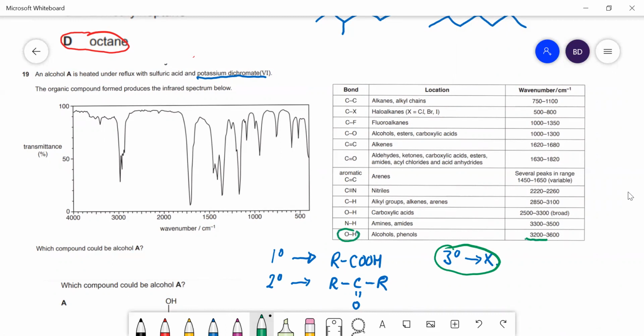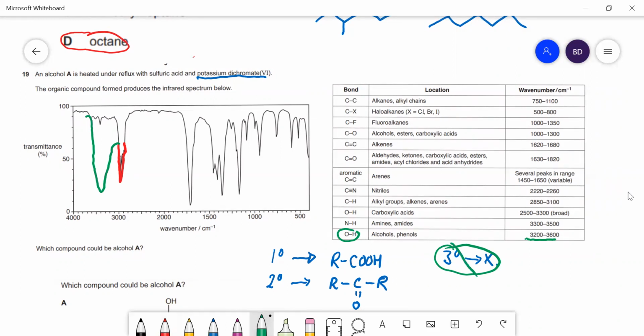So you should have a big, broadish peak between there, which is usually about there. And with alcohols, you always get that. And this one next to it, by the way, I've drawn in red, that's due to the carbon-hydrogen bonds. Now, you haven't got that green peak, so we can say that this is not a tertiary alcohol.